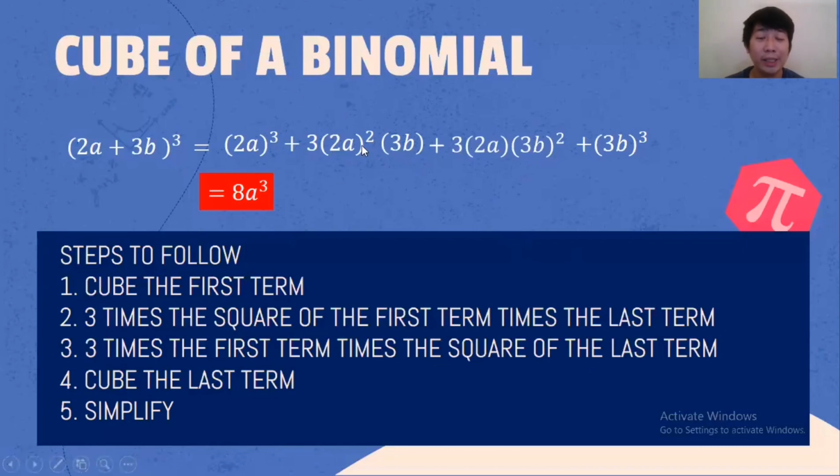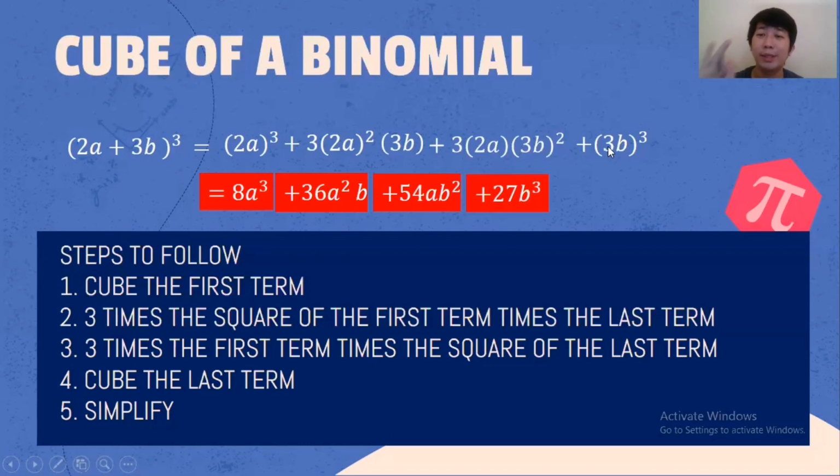So on this part, we will be starting solving here because we have squared. We will be following PEMDAS, exponent before the other operations. So 2 squared, that is 4, times 3, that's 12, times 3, that's 36, then a squared b. Next, the square of 3, or 3 squared is 9, then we have b squared here. 9 times 2, that's 18, times 3, 54. Follow a, then we have b squared. Next, cube of the last term, 3 times 3 times 3, that's 27, b cubed. As simple as that. I hope you followed.